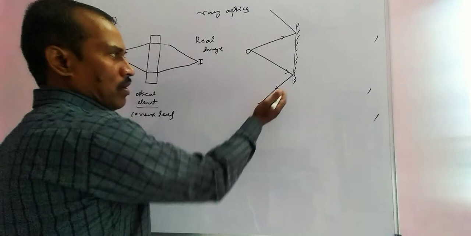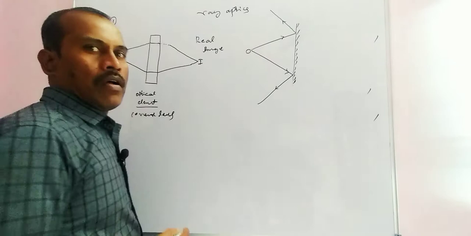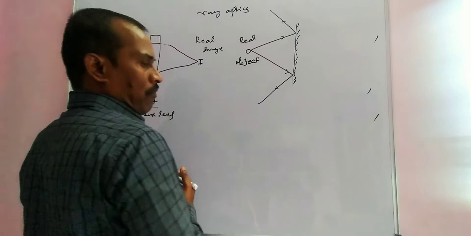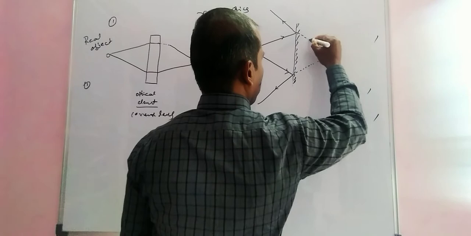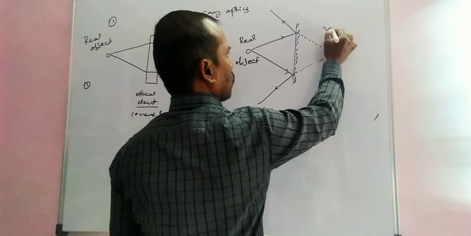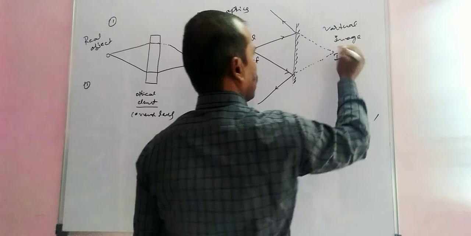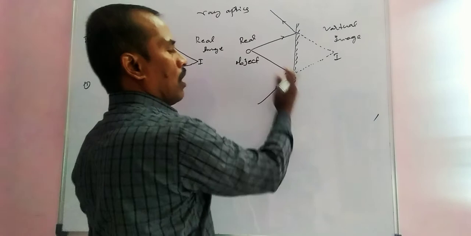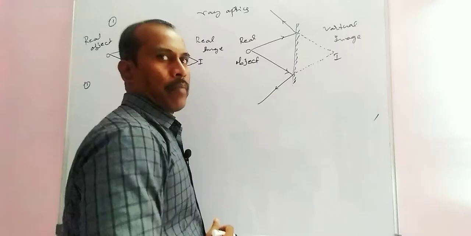So what is your object? Here, this is a real object. Now these reflected rays are extended behind the mirror. This is the image, and this image is a virtual image. So the virtual image is formed by a real object placed in front of the mirror. This is the second case.